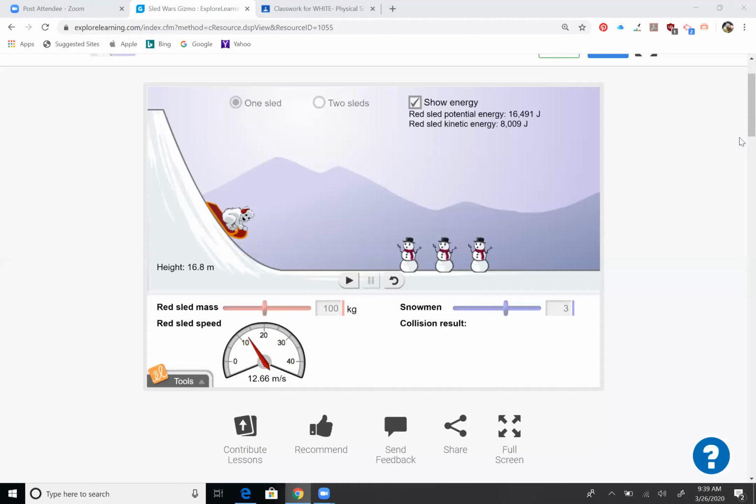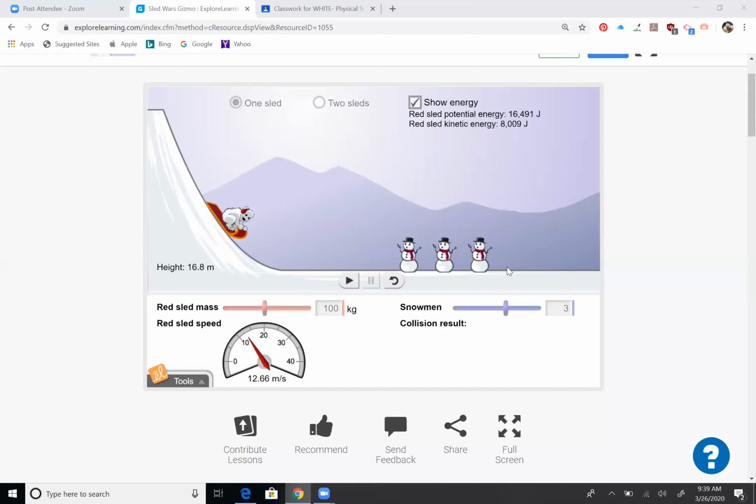All right, middle. The closest I could get to the middle was 16.8 meters. So it's still a little high. Potential energy at that point is 16,491 joules, and the kinetic energy is 8,009 joules. If you add it up, the total energy is 24,500 joules.